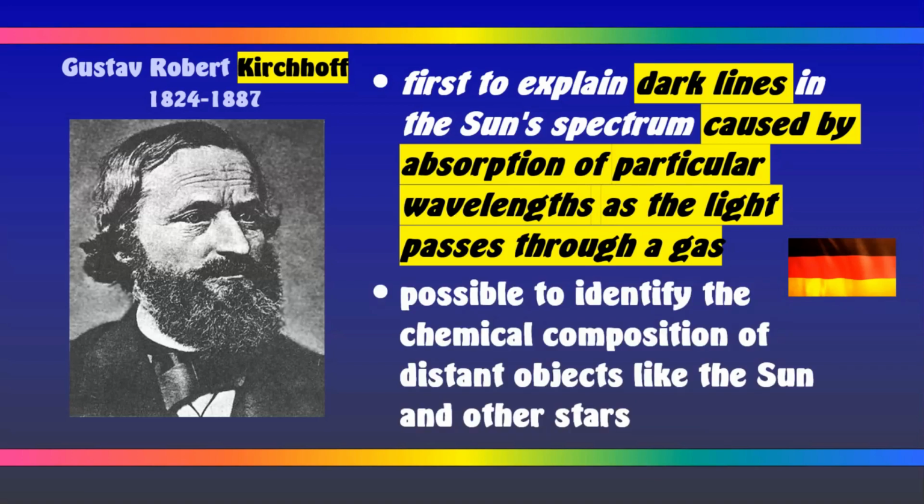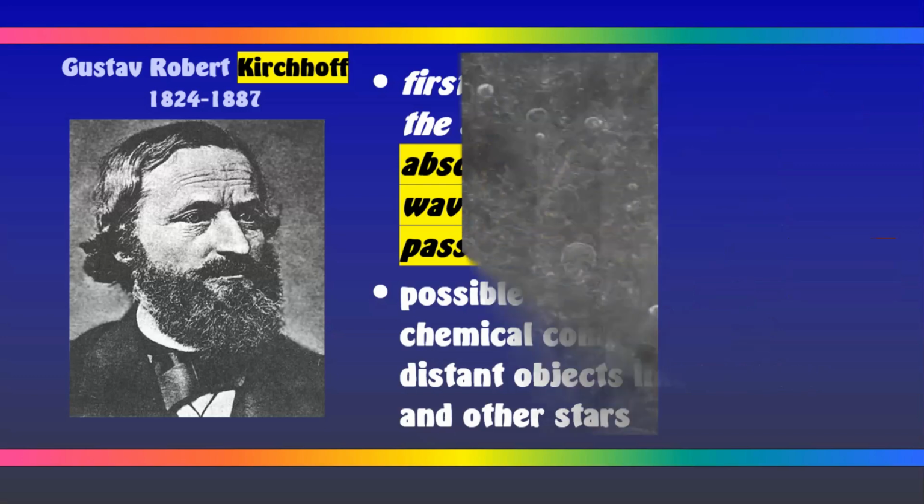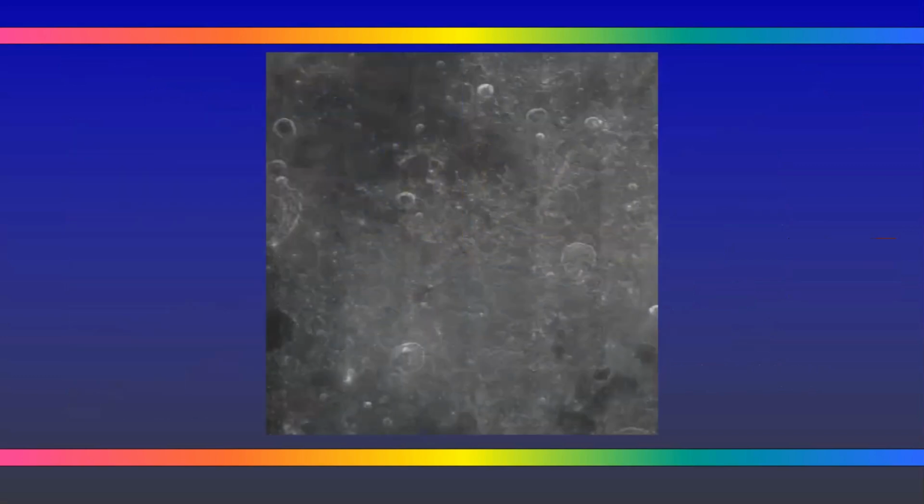Then as the cause for the spectral lines was starting to be better understood, it was suggested that it might be possible to identify the chemical composition of distant objects like our Sun and other stars. Kirchhoff's Piece of the Moon for his many contributions to the world of science.